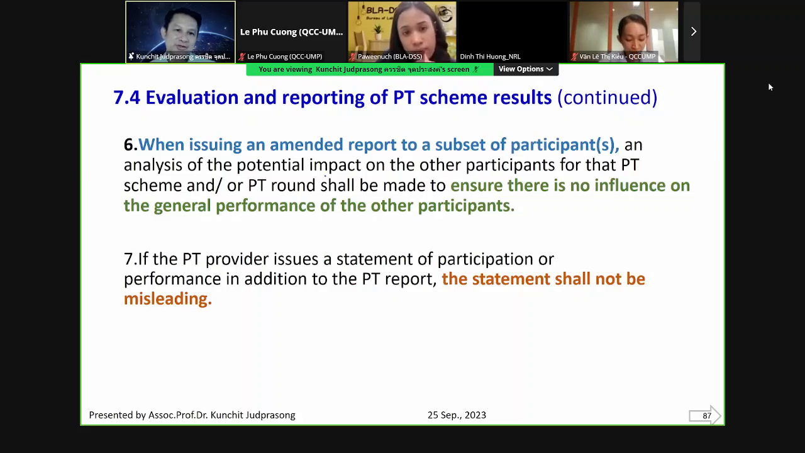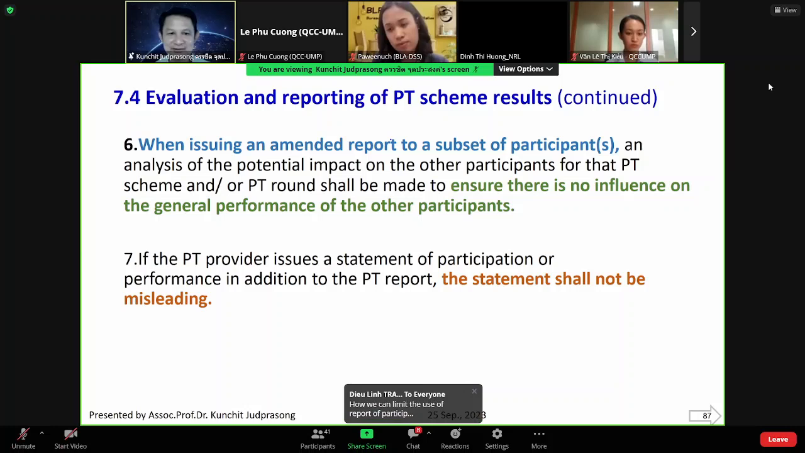Number 6, when issuing the amendment report to a subset of participants, analysis of potential impact on other participants for that PT scheme or PT round shall be made to ensure there is no influence on the general performance of the other participants. So when you amend something, if it has an impact on other participants, you need to do it for the other labs, not only the lab that has the amendment. In general, just be aware of other participants.